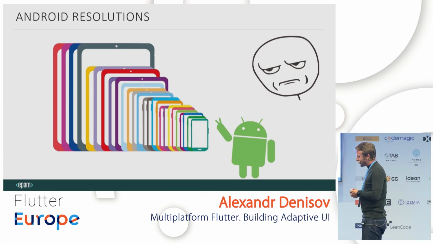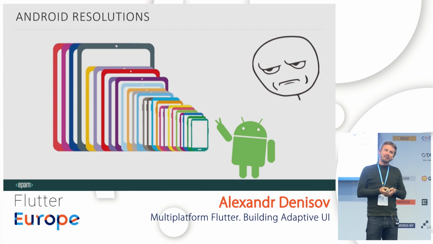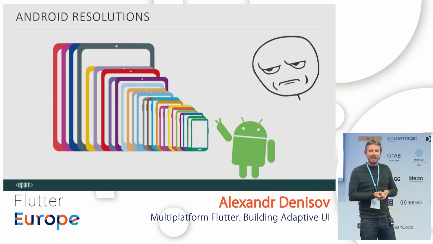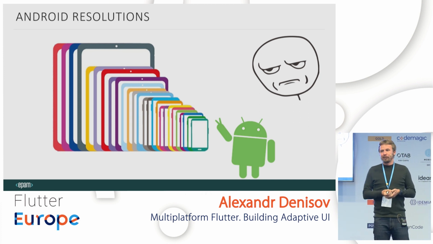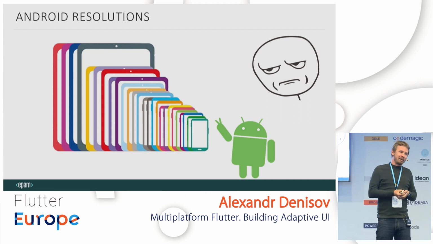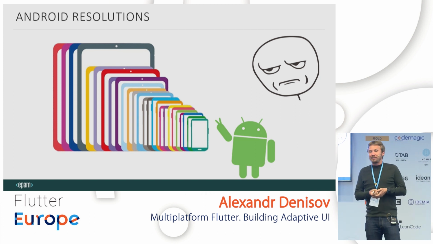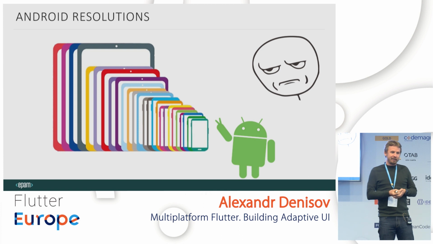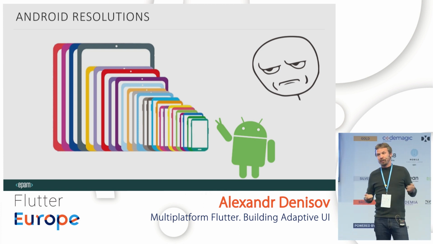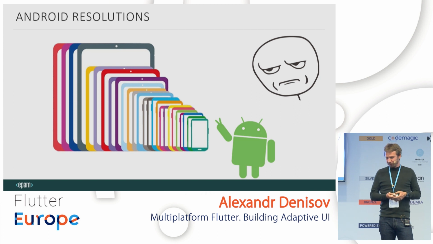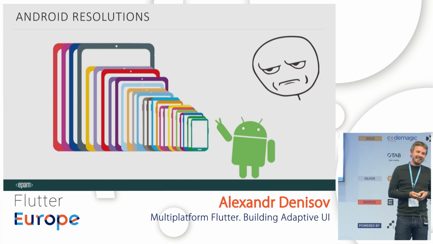I tried to find information about how many devices with Android exist. I have found information only about 2015. There were 15,000 different devices with Android. It's hard to imagine how many devices exist now. Much more, anyway.